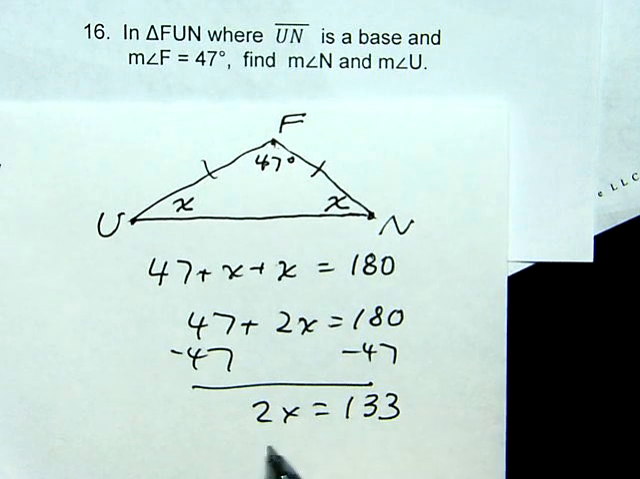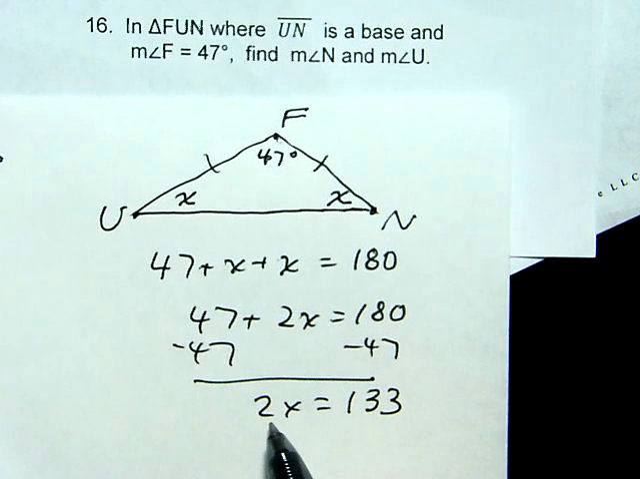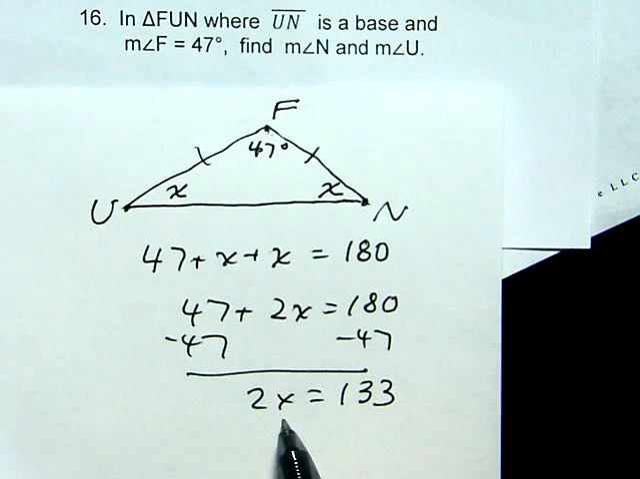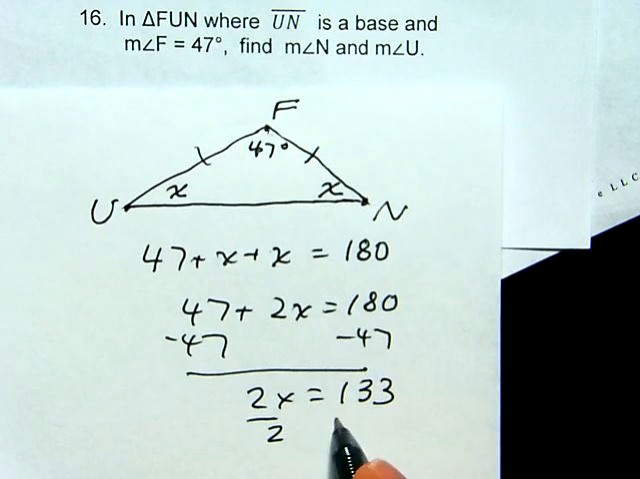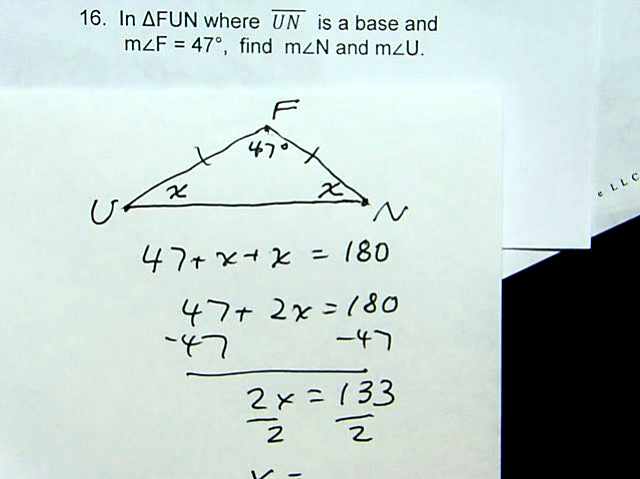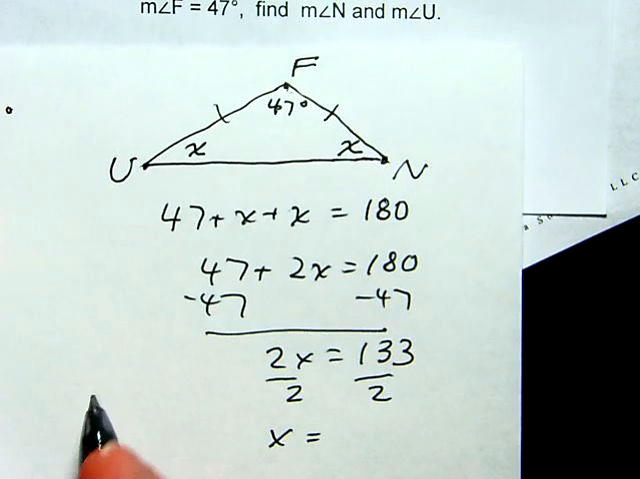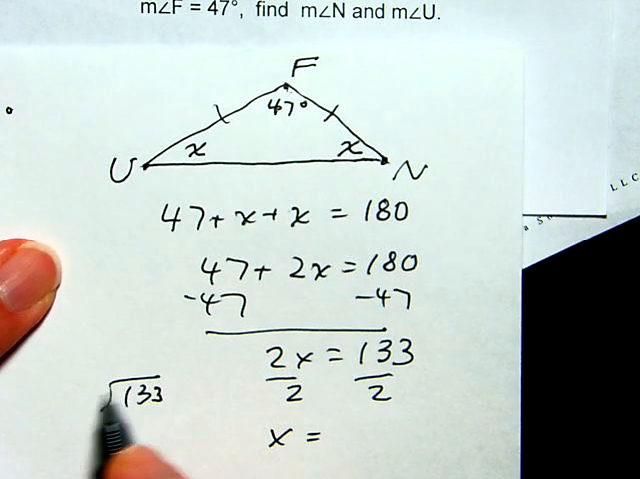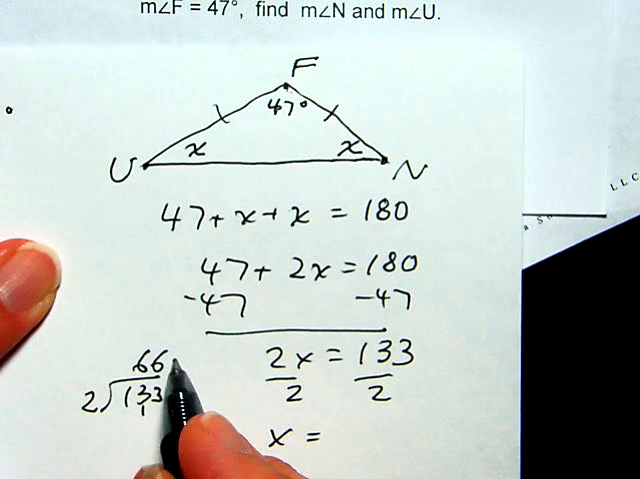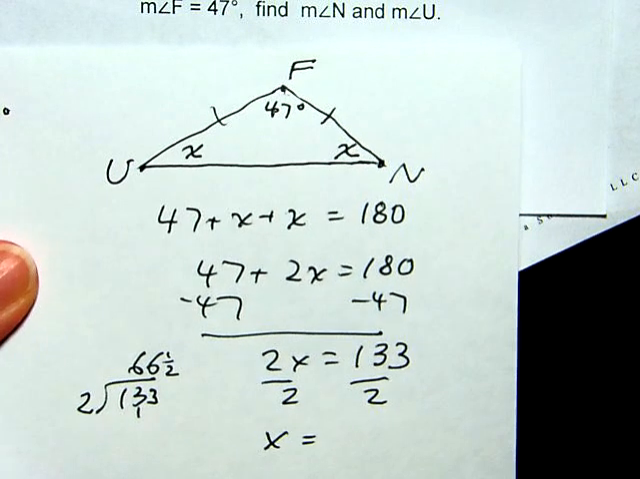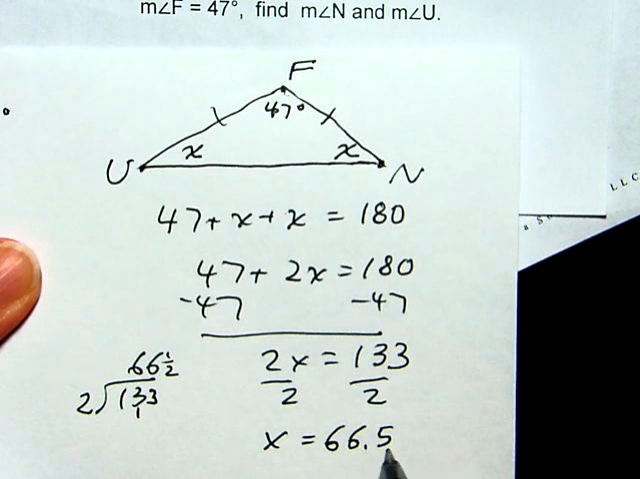133. Well, you might say, gee, this looks like we should have gotten an even number here, right? Well, not necessarily. We don't necessarily have to have an even number. We divide both sides by 2, and that gives us x equals, and what's 133 divided by 2? Well, I don't have a calculator handy, so 6, 12, 13, 66 and a half. So, or 66.5 degrees, call it any which way you want. X is 66.5, let's say.